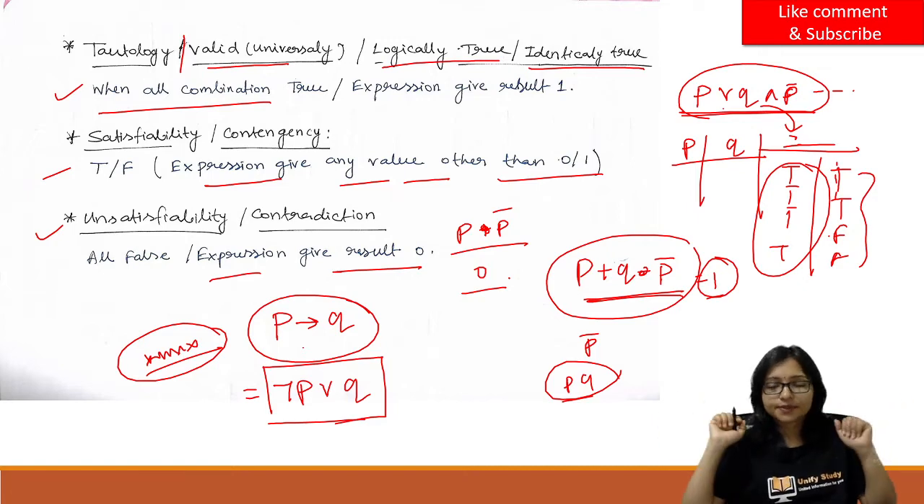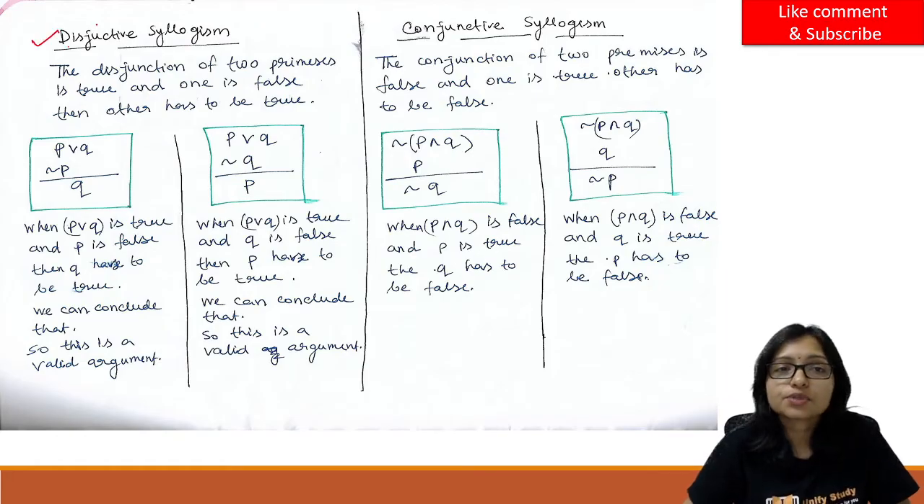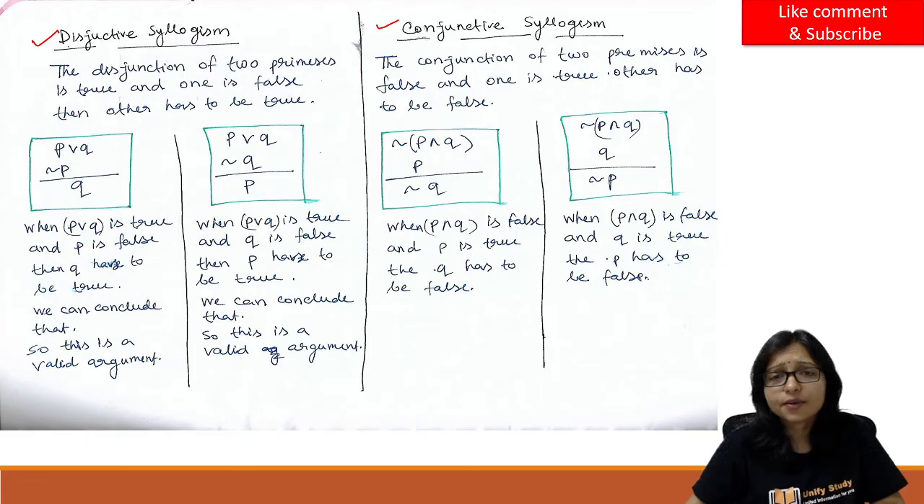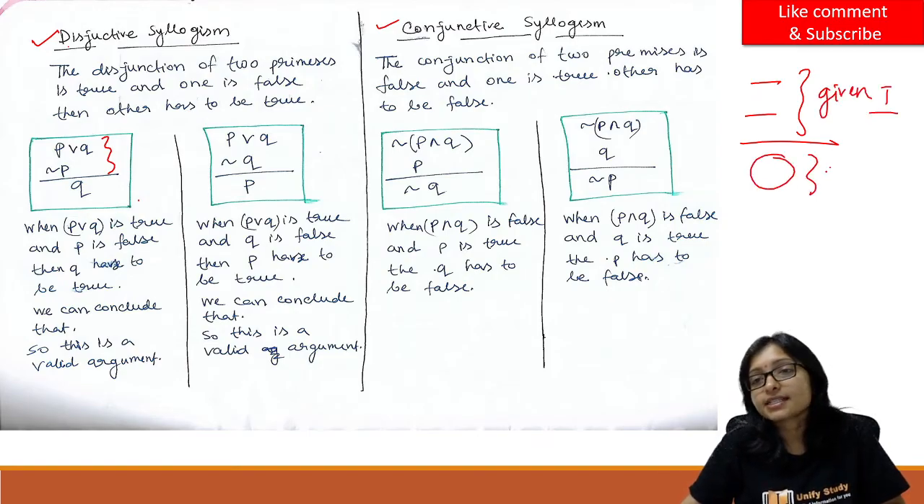This is simple. Now think, here there are the disjunctive syllogism and conjunctive syllogism. What is that? Disjunctive syllogism is a format of syllogism. What is the format? Here, whatever is given in the upper side, there are two statements which are given true. And in the lower side it is the conclusion.